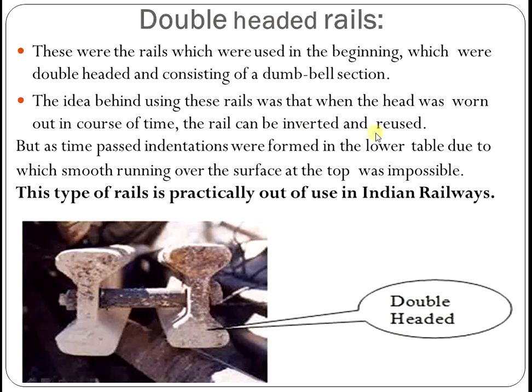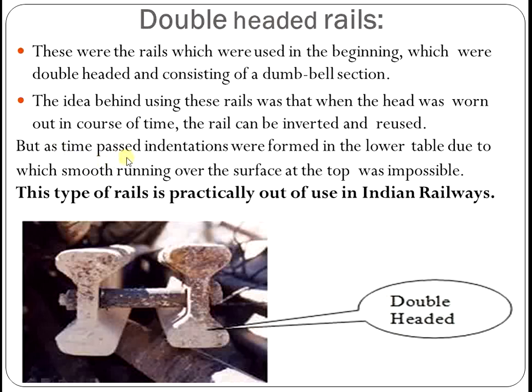That means that after continuous use of the rail, there is a possibility or certainty of a worn section. At that time we cannot use the rail. So the idea was that the bottom section is inverted to the top and the top section is inverted to the bottom, so that the rail is reused.